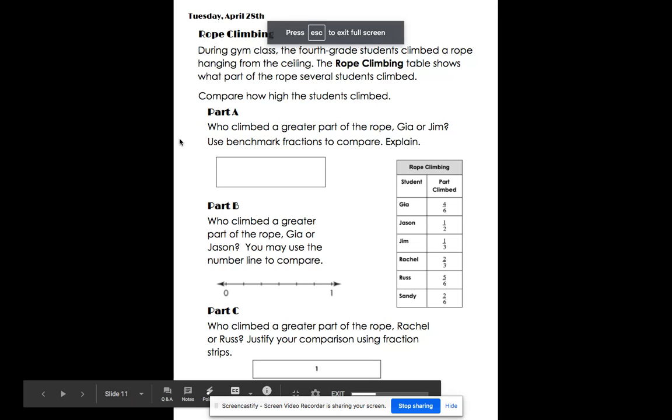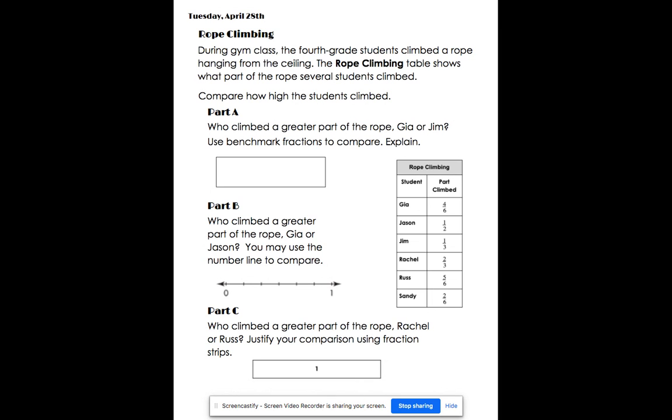I'm going to walk you through today's activity. It deals with rope climbing. I love this activity because I love doing things in the gym like rope climbing, so I'm so excited for taking this with you. Okay, so for this activity, it really deals with comparing different fractions.